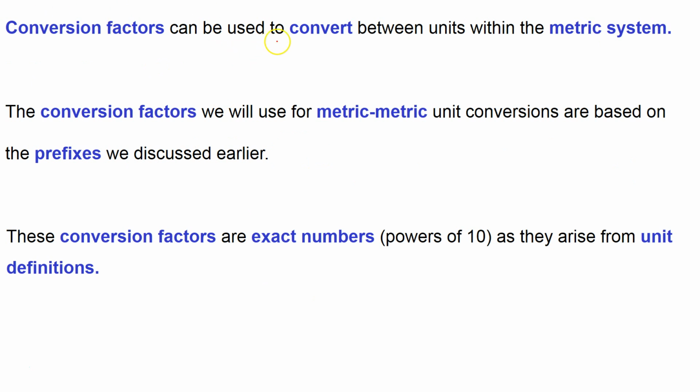So conversion factors can be used to convert between units within the metric system. And when we are doing this, the conversion factors will be based on those prefixes that we discussed earlier. You don't need to know all of them, only the 6 that I mentioned. If you ever need to use anything beyond those 6, you're allowed to look it up in a table. So the conversion factors for conversions within the metric system, doing metric to metric conversions, they're exact numbers. They'll be powers of 10.